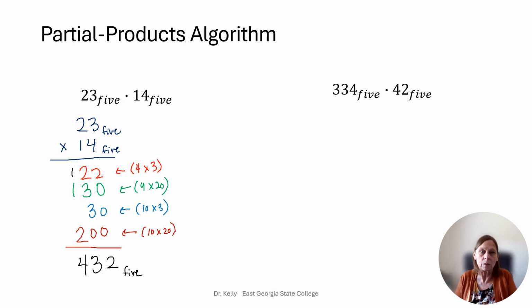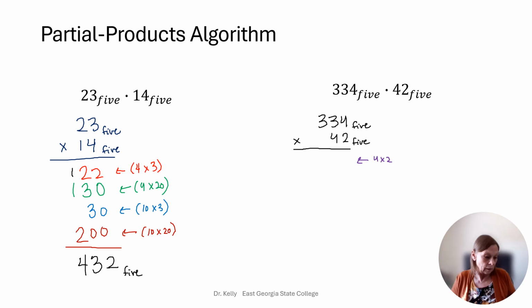Let me do this other one here real quick. This one's kind of a long one. So 334 base 5 times 42 base 5. We're going to have lots and lots of these. We're going to start here with the 4 times 2. So we've got 4 times 2. 4 times 2 is 13.